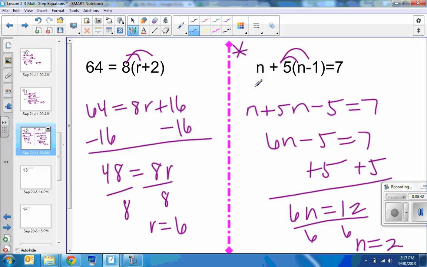Here I said to bring down your n, distribute your 5 to get 5n, distribute your 5 to your negative 1 to get negative 5. Combine like terms, n plus 5n is 6n. Add 5, then divide, and n equals 2.